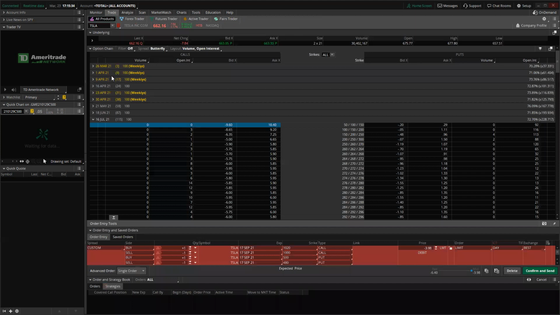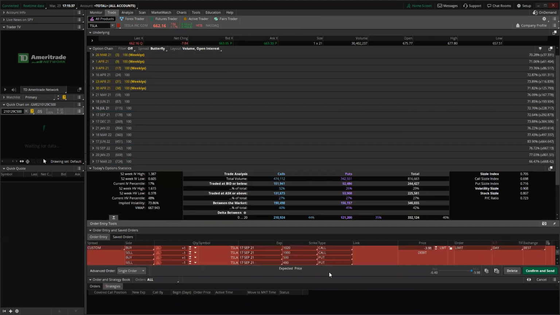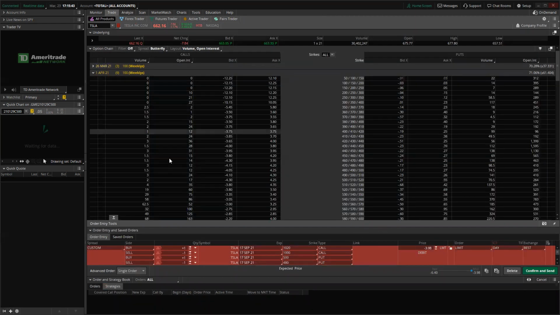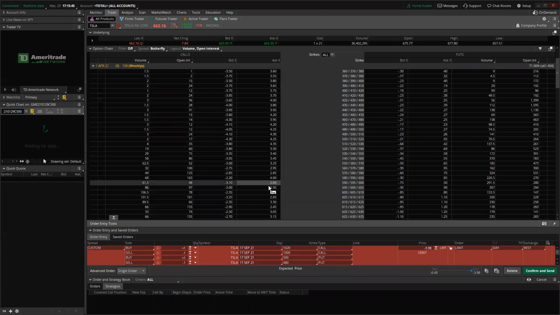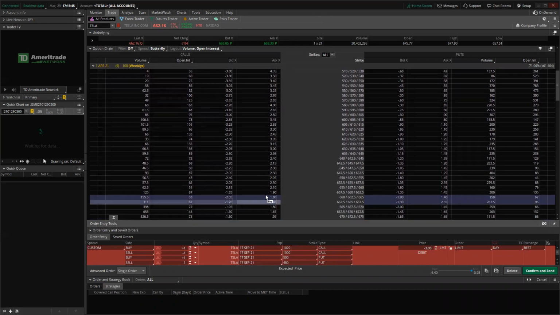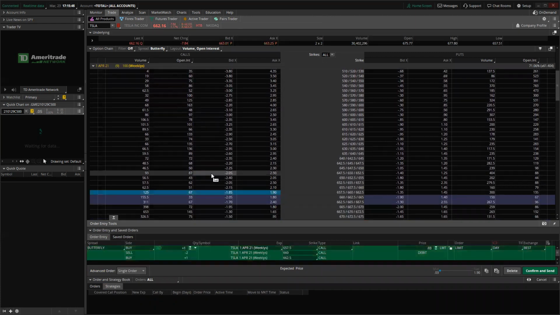Real quick, just touch on these styles. The butterfly is buy one, sell two, buy one. I know it sounds complicated. It's really not. But in terms of butterflies, they are very, very good aggressive strategies. I consider these to be advanced aggressive strategies because you can be long and short at the same time, and it's super powerful to do it that way.